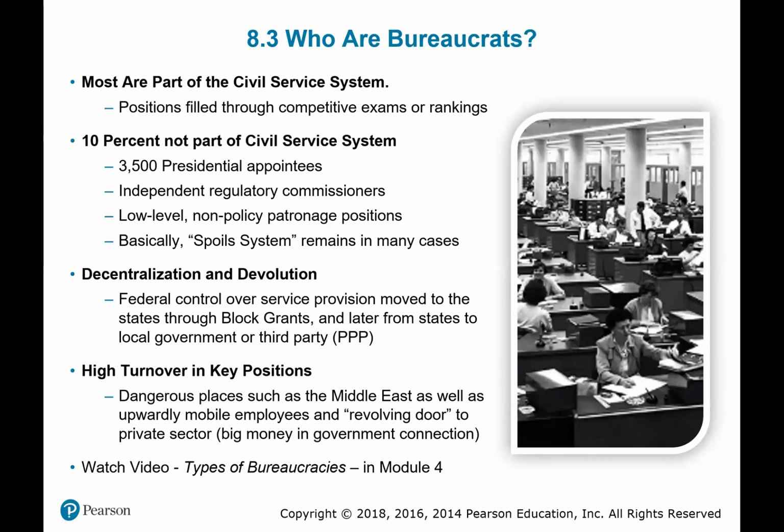So who are bureaucrats? Most are part of the civil service system. Most positions are filled through competitive exams and rankings. Ranking means that it's a competitive process through human resources. To get a position, you have to have certain minimum qualifications. 10% are not part of the civil service system. We talked about that in the previous chapter. 3,500 presidential appointees. Often, most presidents don't ever get to appoint all of them. It's just too much work.